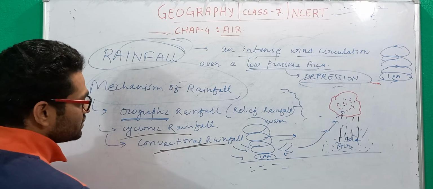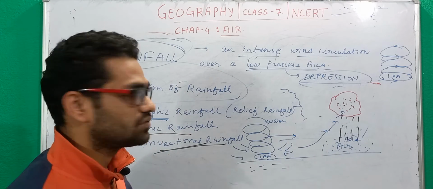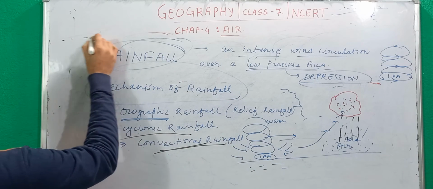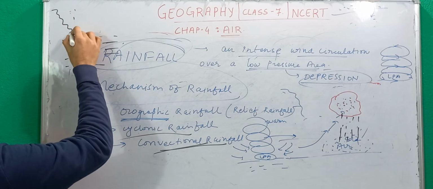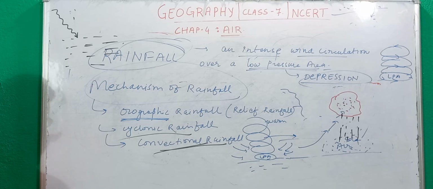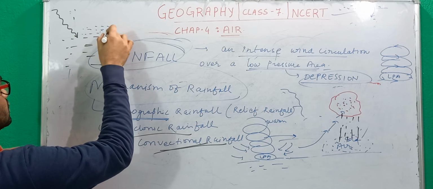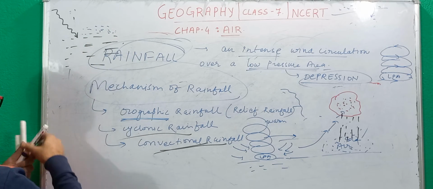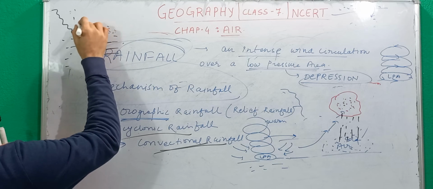Then we have convectional rainfall. What is this convectional rainfall? The basic mechanism that I have dealt with, that is convectional rainfall. So suppose here is a water body, and the solar radiation has heated this water, and what will happen? The air particles here will get heated up, and also some amount of water will be converted into water vapor, and that will be in the air itself.